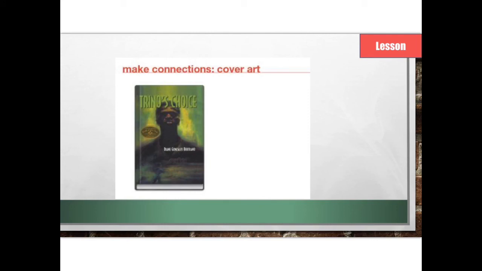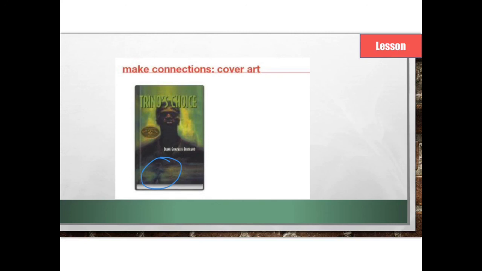When an author picks out the cover of their book, they also want you to make some connections. If we look at the cover of Trino's Choice, we see that Trino's face is in shadows and there's a very slight image of a boy running right here. Things that we really have to pay attention to catch. Think about how this builds the mood or perhaps the suspense of the book. Think about book covers that you've seen. Do you often choose a book by its cover? I know I do.